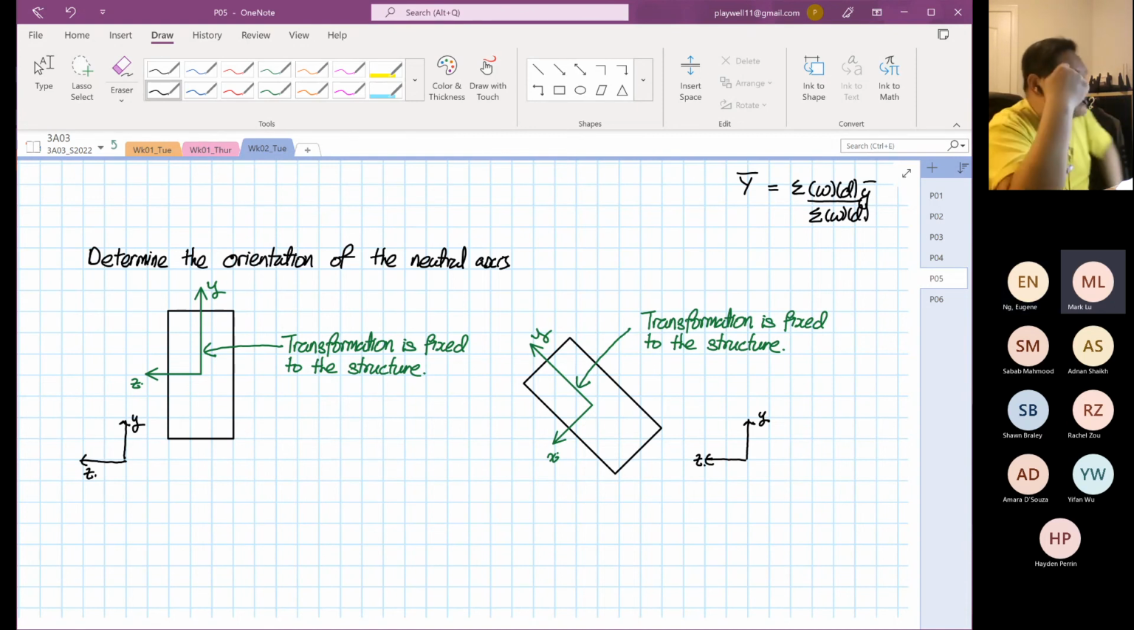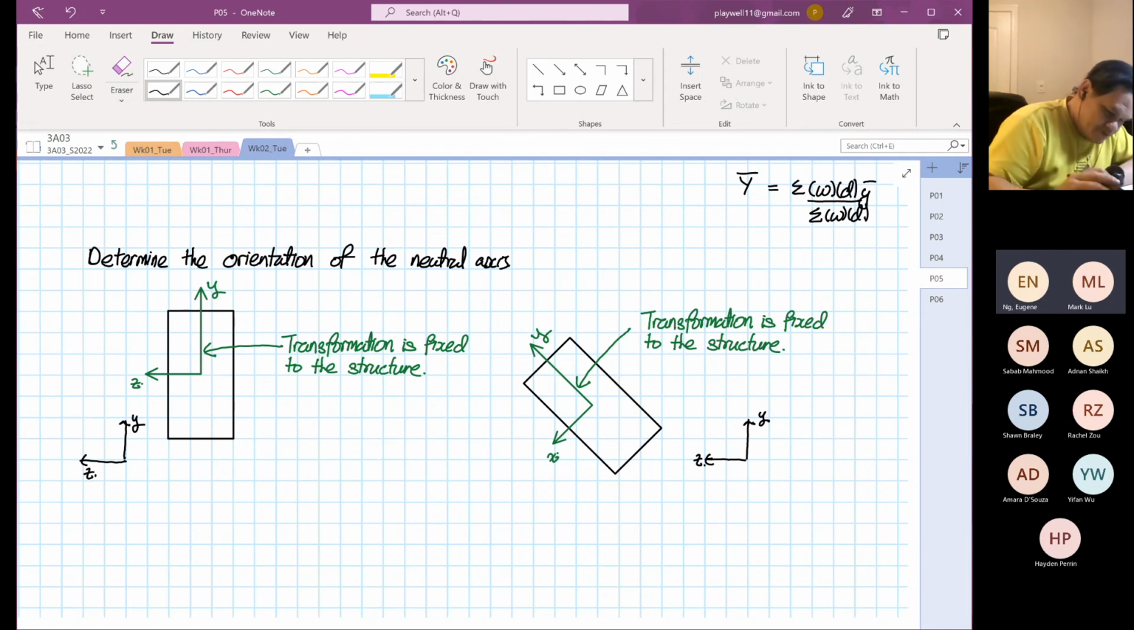Anyone, please? What is so convenient about the axis rotating with the structure, and what is not convenient? Anyone? I don't hear anyone. Probably it's a late time for this question.